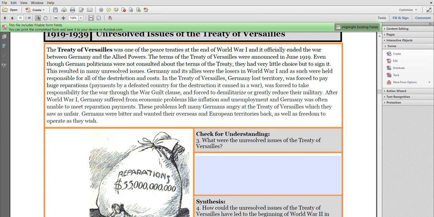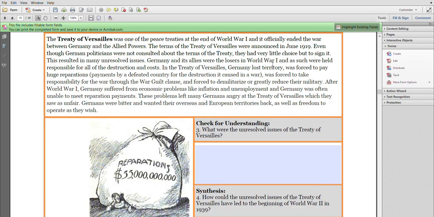Germany and its allies were the losers in World War I, and as such were held responsible for all of the destruction and costs. In the Treaty of Versailles, Germany lost territory, was forced to pay huge reparations, payments by a defeated country for the destruction it caused in a war, and was forced to take responsibility for the war through the War Guilt Clause, and forced to demilitarize or greatly reduce their military.